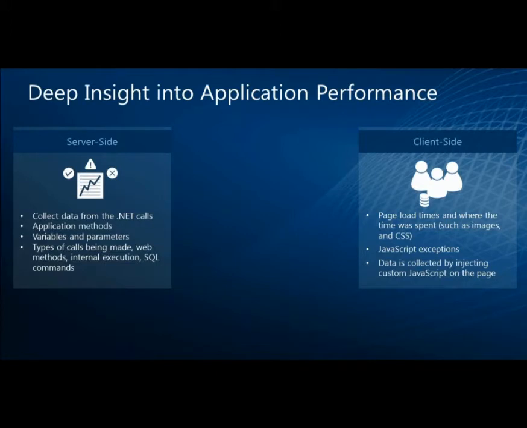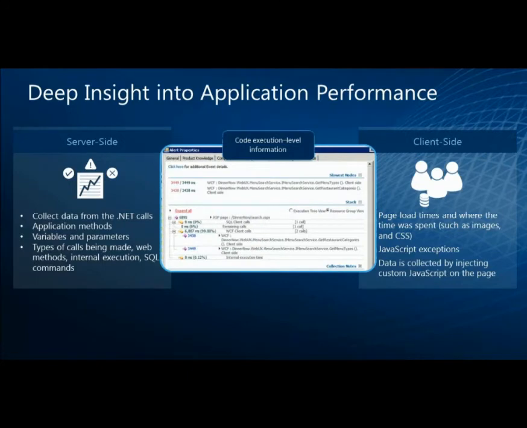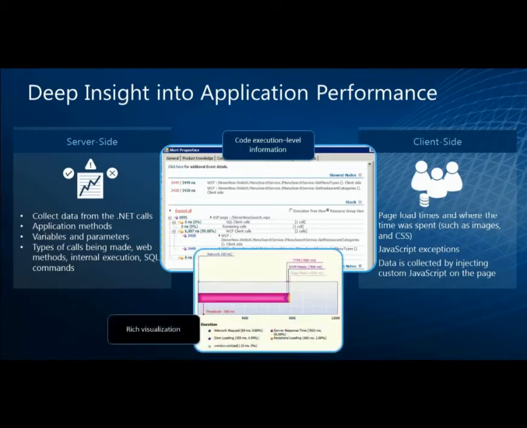To get client-side information out, your web application needs to have some level of JavaScript in it in order for us to be able to get that information out. With 2012, we get the code level execution level information, and this allows us to break down the line of code, where the time was spent, how that information breaks down, and be able to drill in and share that information. We give the rich visualization at the client side, so being able to see the end user transaction and where the time was spent as you were doing that.